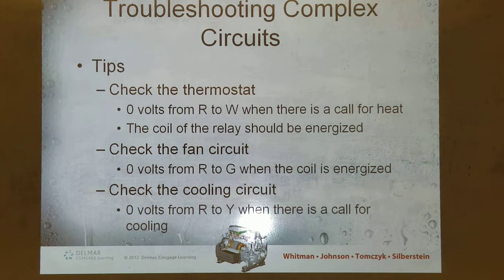Troubleshooting complex circuits. Tips. Check the thermostat, 0 volts from R to W. When there is a call for heat, the coil of the relay should be energized. Check the fan circuit, 0 volts from R to G when the coil is energized. Check the cooling circuit, 0 volts from R to Y when there is a call for cooling.